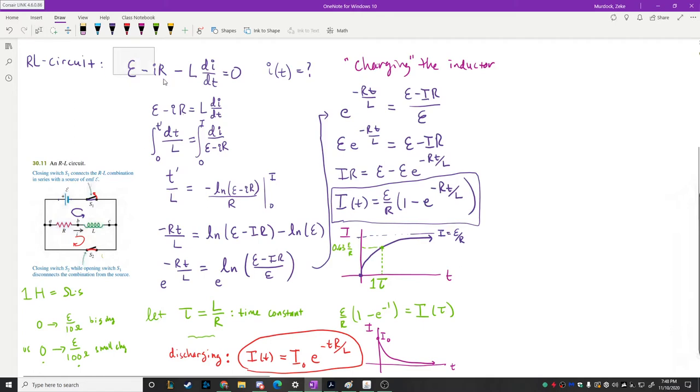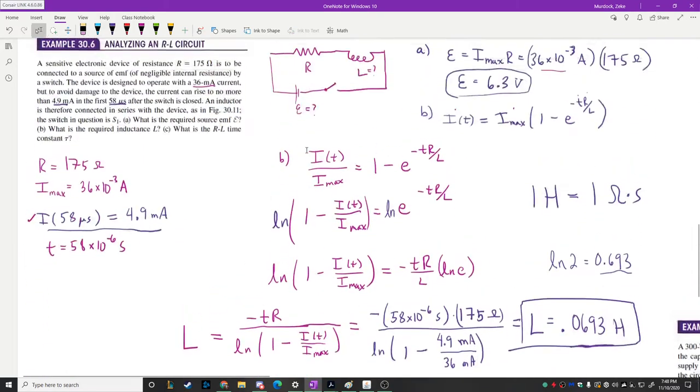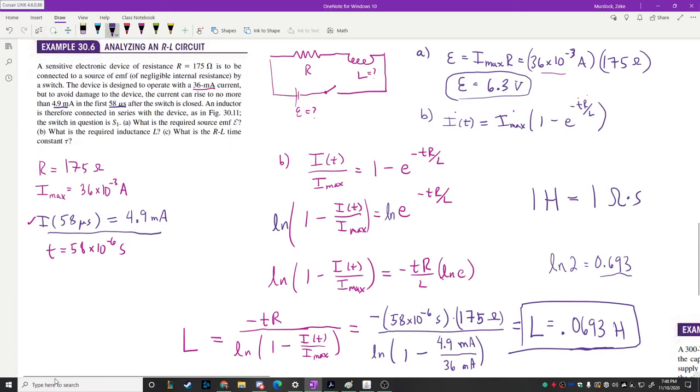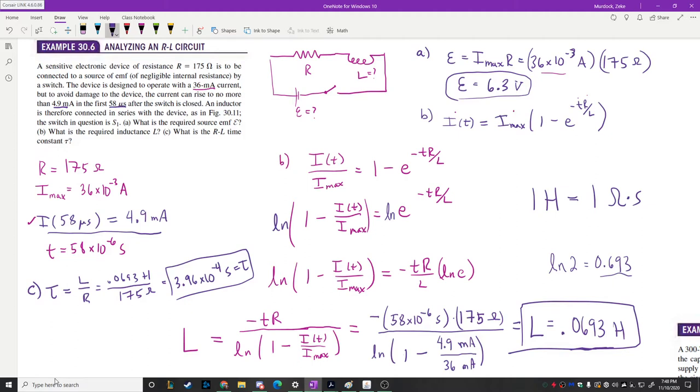So that's the RL circuit, and I kind of want to come back and talk about this again, because I think some people would say I was lying to you. Oh, part C? Sorry, part C is really easy. What is the RL time constant? So part C, thank you for reminding me. Tau, the RL time constant, was L over R. So it's equal to 0.0693 Henrys divided by the resistance, which was 175 ohms. I got 3.96 times 10 to the negative 4, I believe, and that's in seconds. You guys agree?